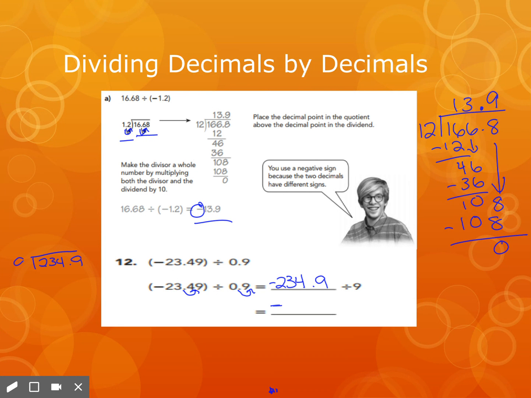234.9 divided by 9. 9 can't go into 2, but 9 can go into 23 twice. And that's 18. I subtract, I bring down. 9 goes into 54 exactly 6 times. I subtract and I have a 0. I'm going to bring my decimal straight up. Now I bring my 9 down, and of course 9 goes into 9 one time. I subtract, and now that I'm at 0, I am finished.